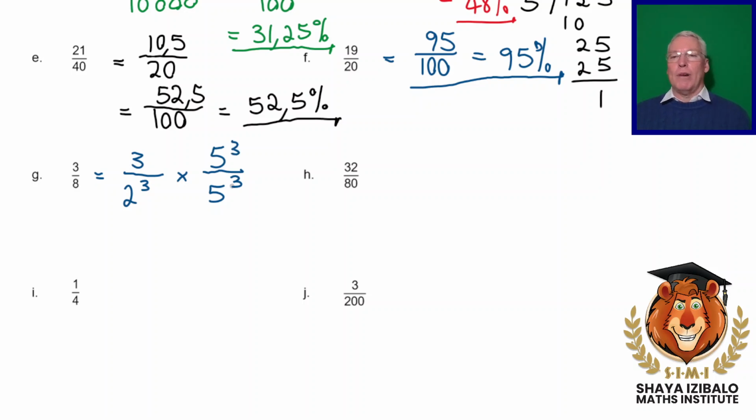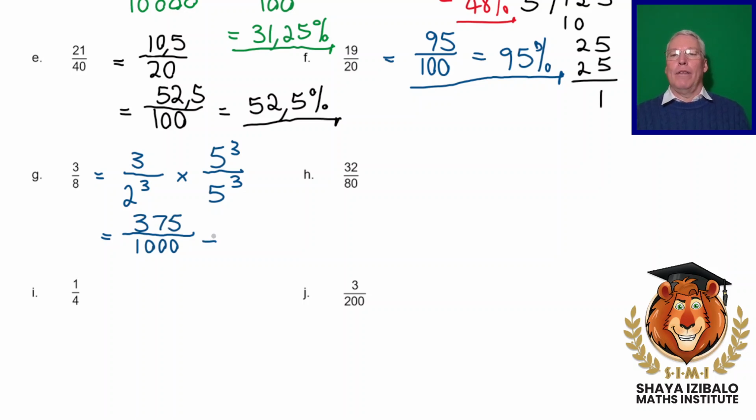Now, as one gets more and more comfortable working with numbers, one starts to realize 5 times 5 times 5 is actually 125. So on the bottom, we've got 1,000. That's 2 times 5, which is 10, and there are 3 of those, so it's 10 times 10 times 10, it's 1,000. On the top, we've got 125 times 3, and that's 375.